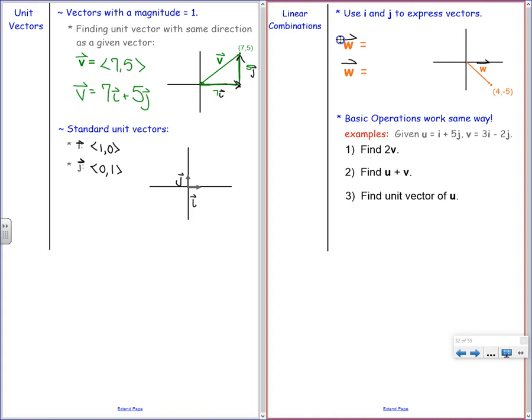We have our vector w. It has components of 4, negative 5. Well, if its components are 4, negative 5, what would its linear combination be? 4 vector i, right? You could do minus 5j, or you could do plus a negative 5j. Does that make sense? Same thing.